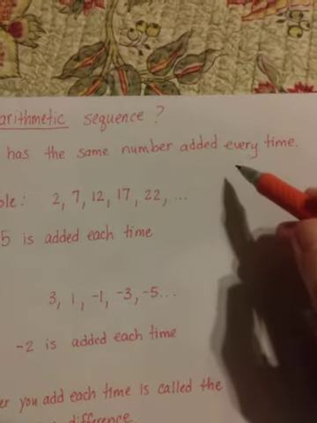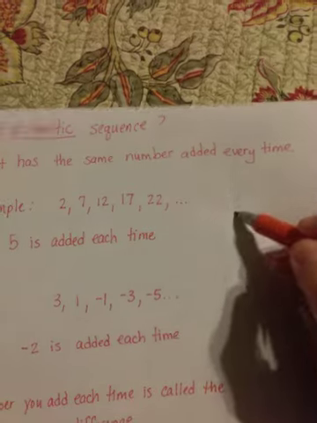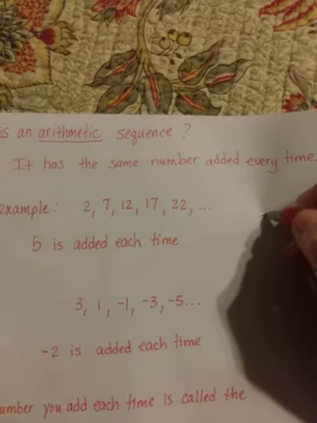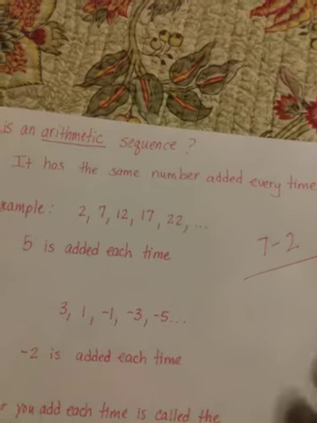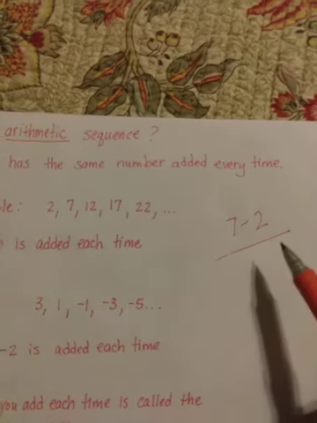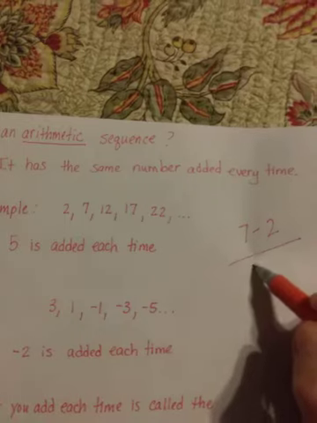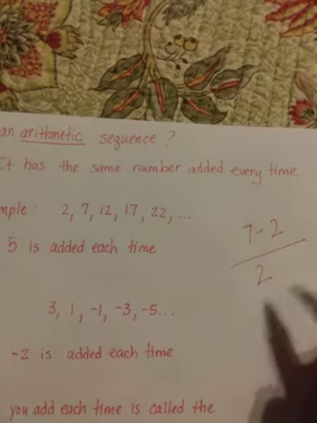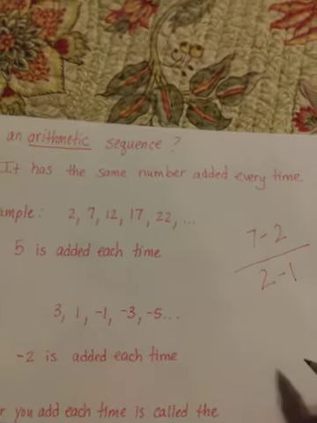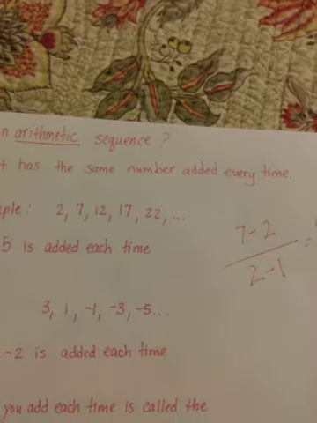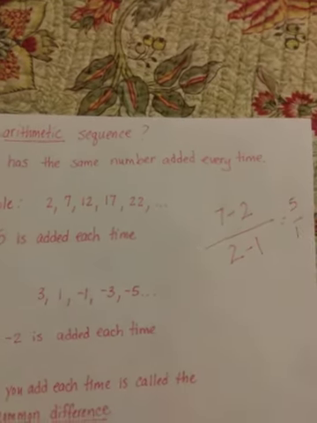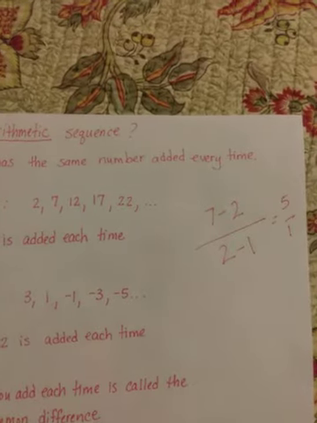For this first one, let's say the 7 and the 2. I write 7 minus 2. On the bottom, I tell which position each one was in. 7 was the second number in the sequence, and 2 was the first number in the sequence. And that's 5/1, and 5 was my common difference. So it's a lot like the slope formula.